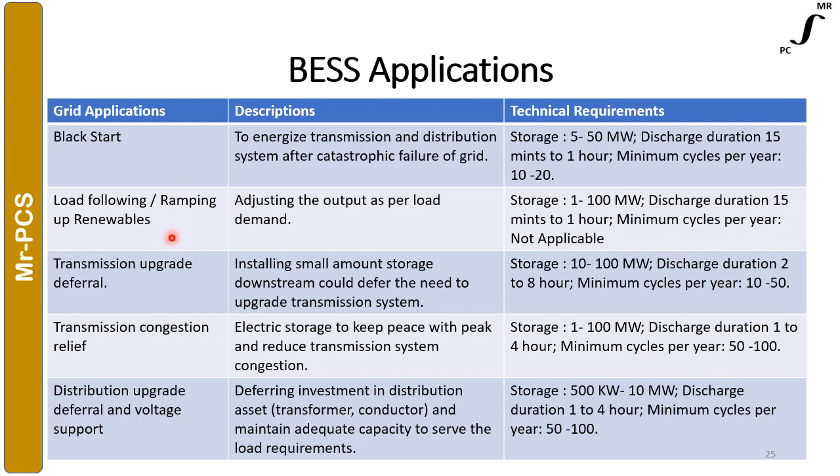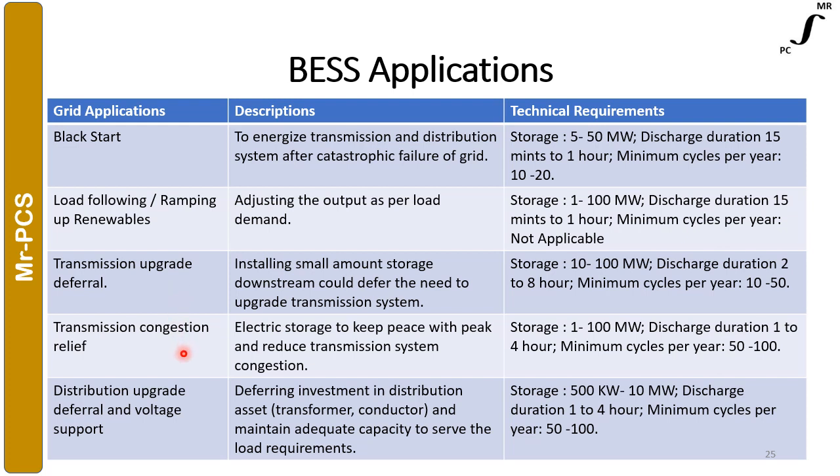Load ramping is an important application where energy storage can be used to cope up with the demand in the specific areas. Such storage systems up to 100 megawatt with target discharge from 15 minutes to 1 hour are used for such application. Rather than investing in building transmission infrastructure, battery storage near load center can defer such investment as well as meet the demand. Storage up to 100 megawatt are added for such applications having discharge duration up to 8 hours and minimum cycle of 50 per year.